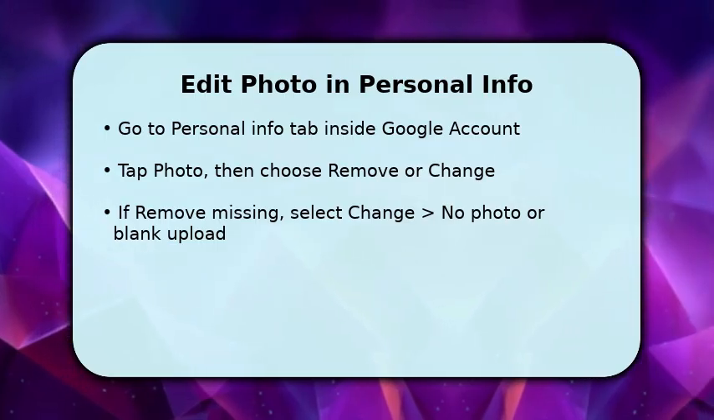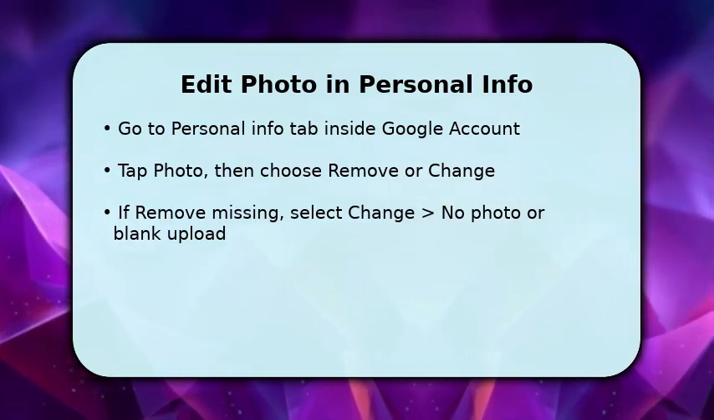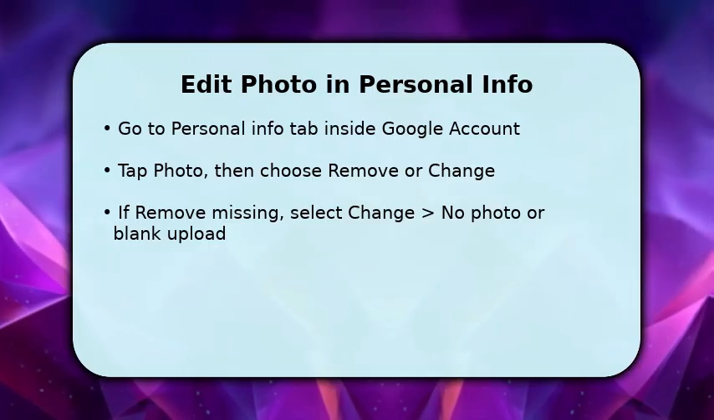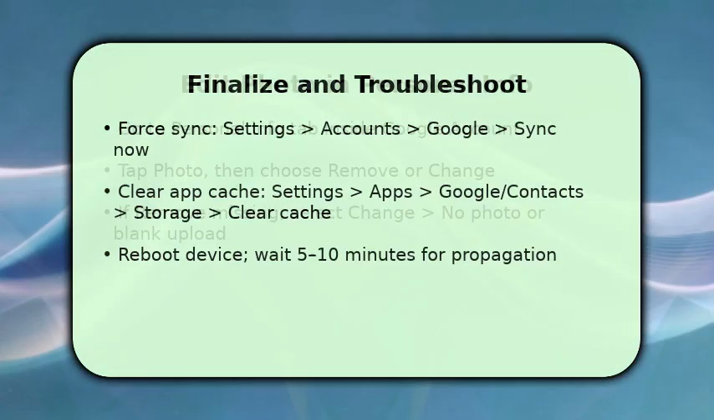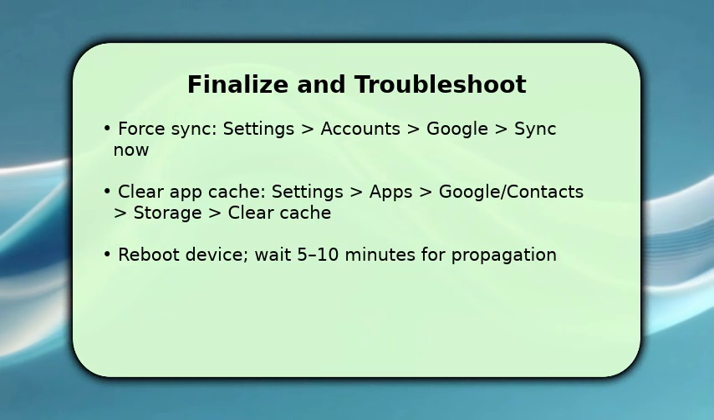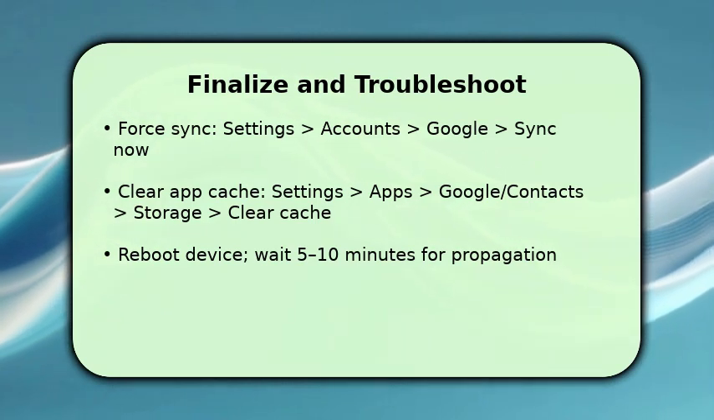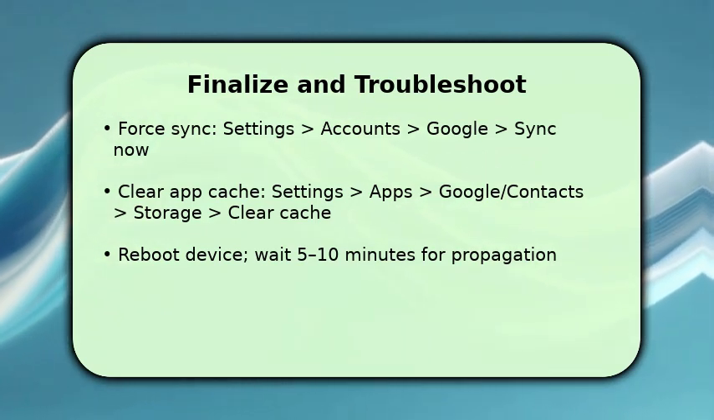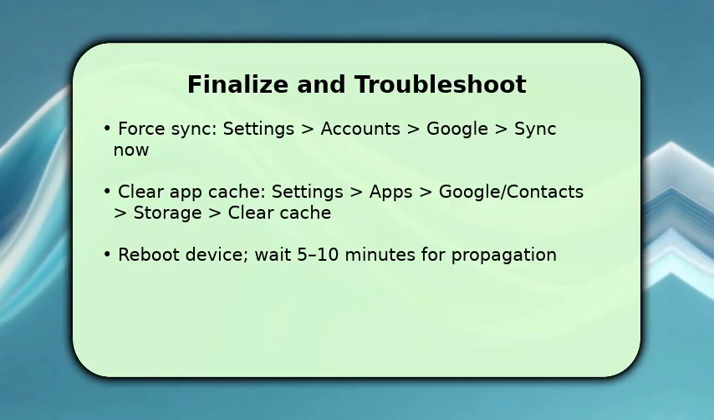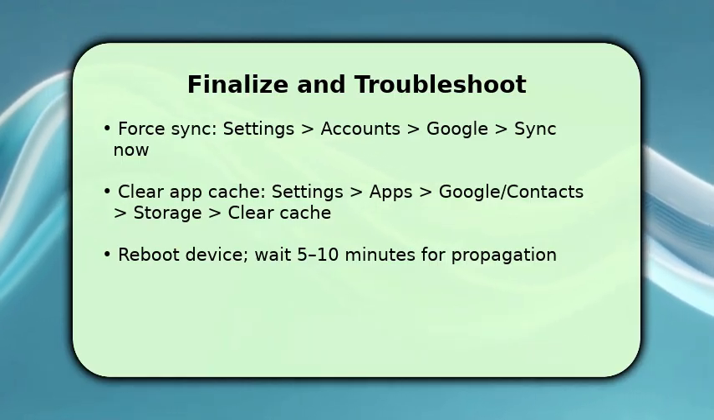If the phone still shows the old image, clear the Google app cache and force a sync to refresh the display. To finish, force a sync on your Google account so the removal pushes to the device. Go to Settings, Accounts, Google, then Sync Now. Next, clear the cache for Google and Contacts apps to avoid stale thumbnails.